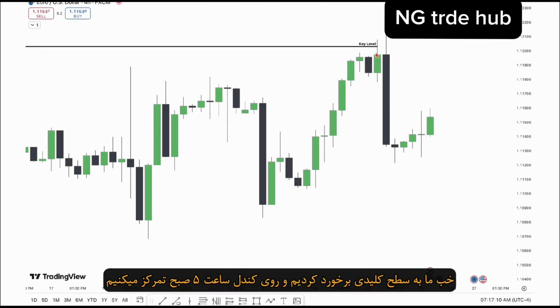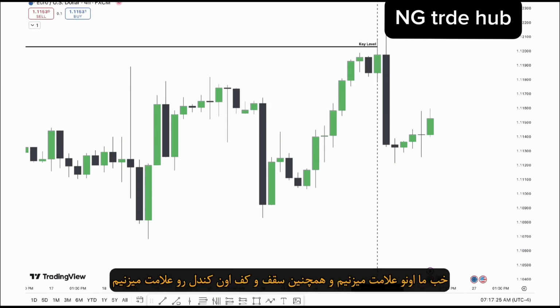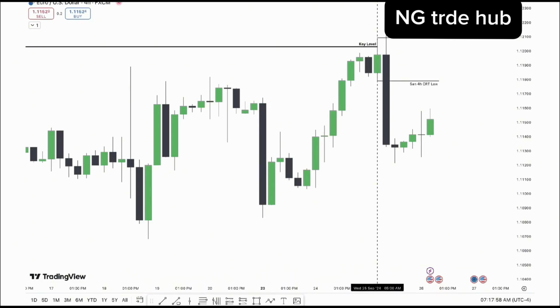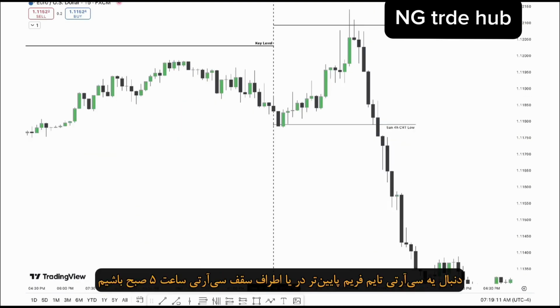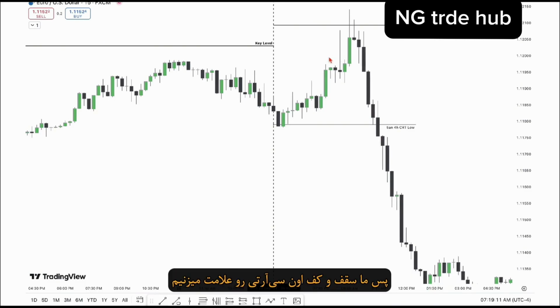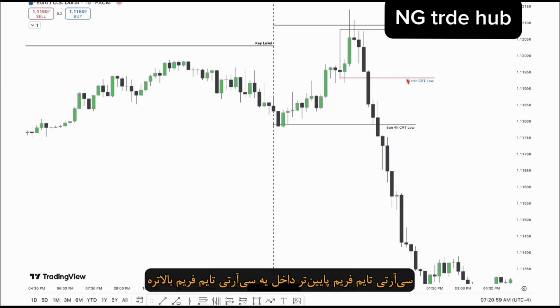So we hit the key level, and we will focus on the 5 a.m. candle. So we mark it and also mark the high and low of that candle. So next, hop onto the 15-minute chart to look for a lower time frame CRT at or around the 5 a.m. CRT high. So we have a 15-minute CRT forming at the high of 5 a.m. CRT. So we will mark the high and low of that CRT. As you know, we have completed our two confirmations. First one is time CRT, and the next is lower time frame CRT within a higher time frame CRT.